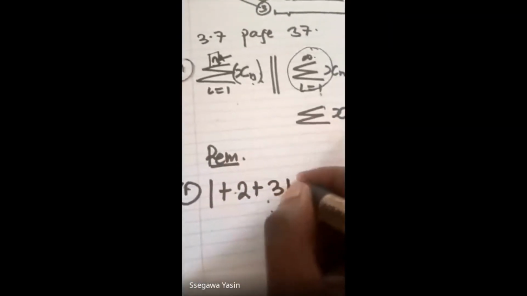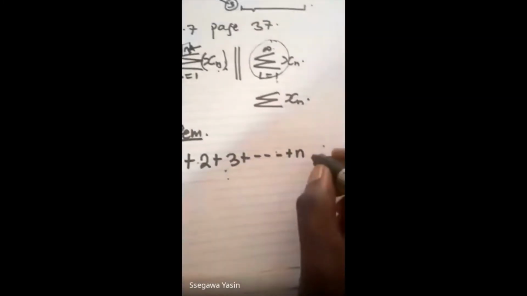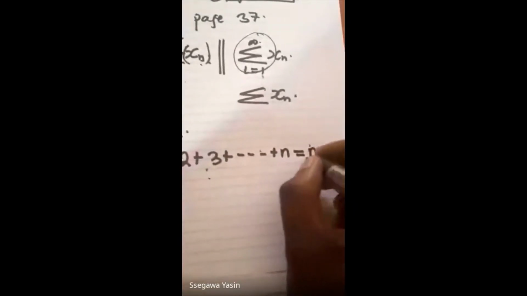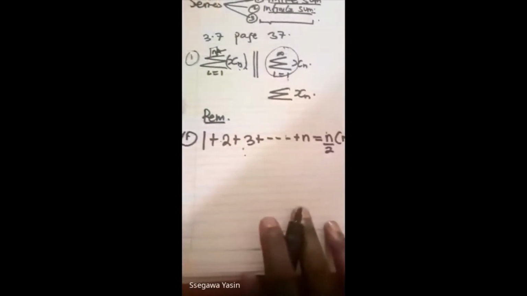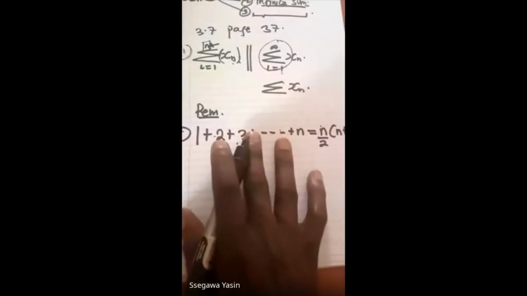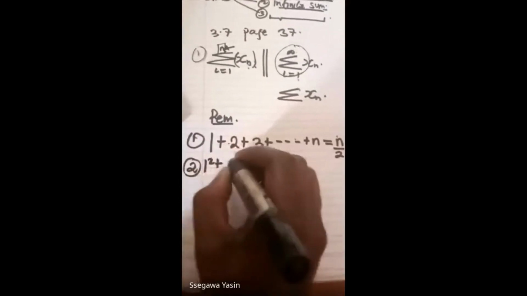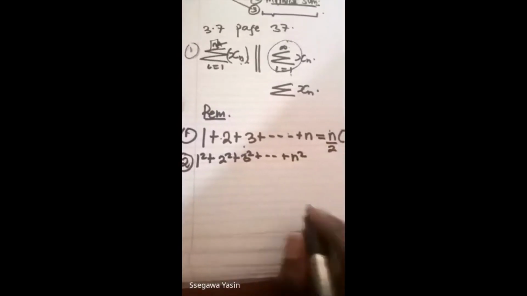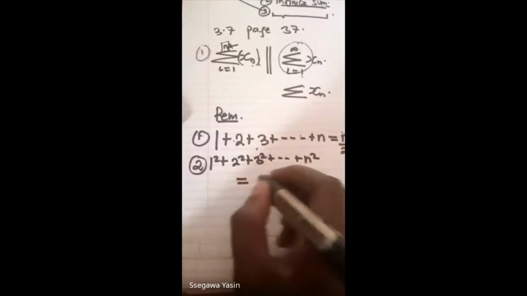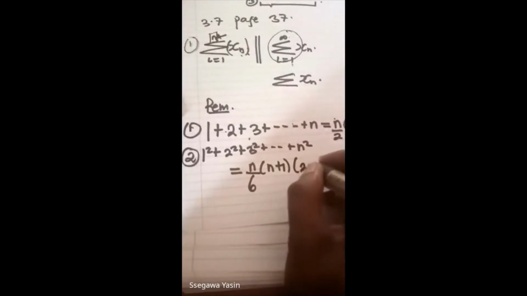Now, if I add 1 plus 2 plus 3 plus the other elements up to n, you remember from high school or from your previous level, this is the same as n over 2 into n plus 1. So that is the definition. You should know this one from your fingertips, and I hope you have written it down. Two, if I go on squaring, up to n squared, I get something like n over 6 into n plus 1 into 2n plus 1.